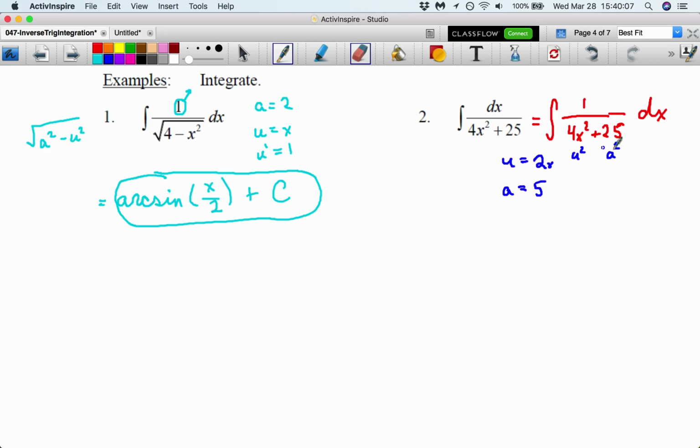So if we're talking about u squared and a squared, we're thinking of arctan. It's important to know what u prime should have been then. U prime should have been 2. So I need a 2 for a hook off. So the idea here is to take that integral and I'll bring out a 1/2 so I can have a 2 on top.